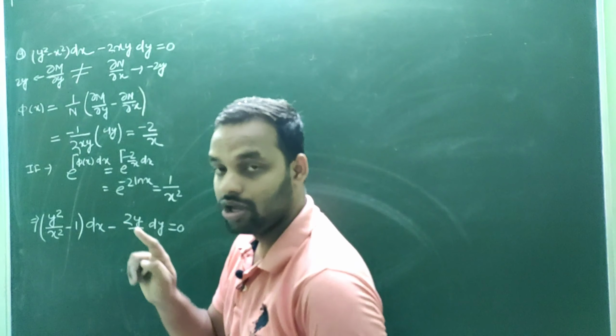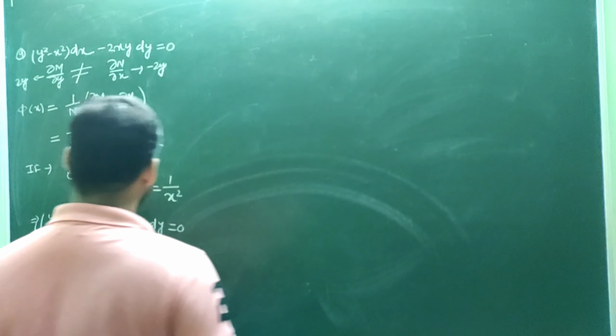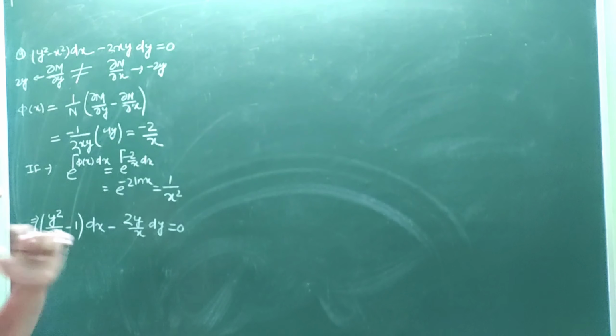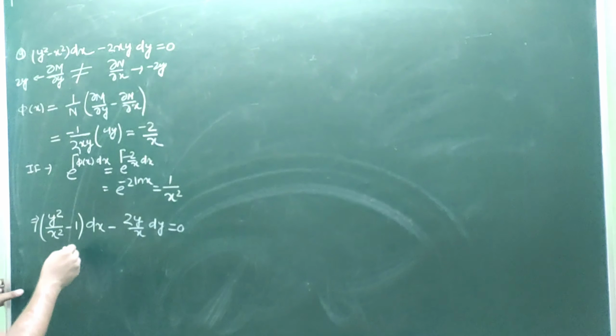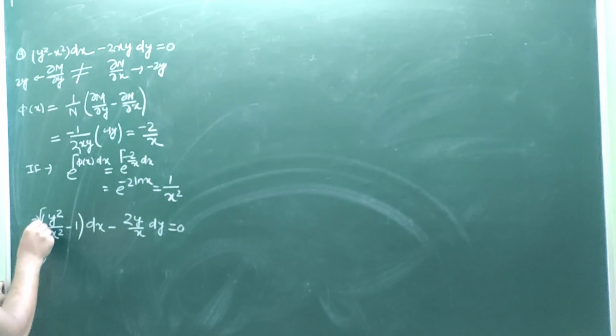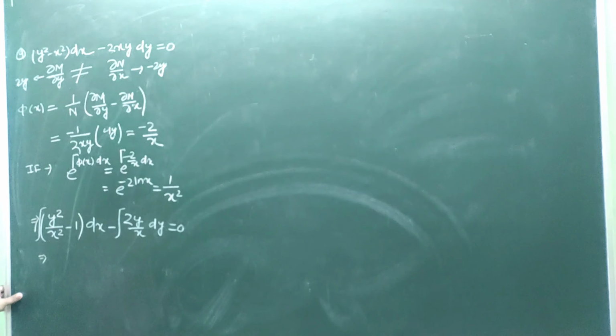So minus minus becomes plus. So this becomes 2y by x square. So these two are equal. Now it becomes exact. Okay, so you can simply integrate both terms.